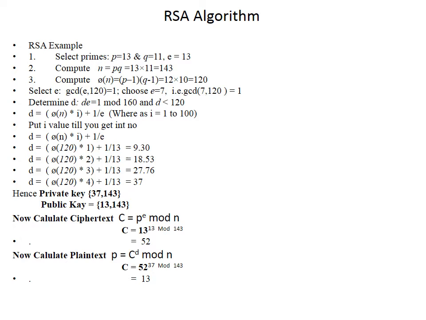Next step is to calculate the C value. C is equal to P to the power of E mod n. So 13 to the power of 13 mod 143 is equal to 52. So this is your C value.